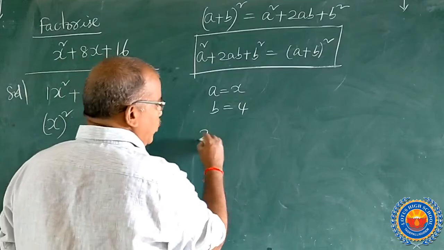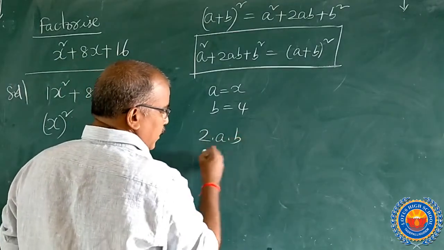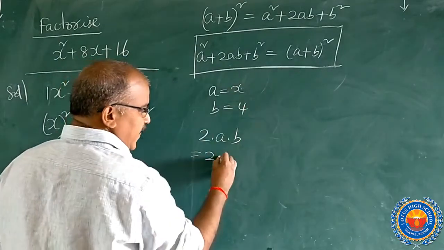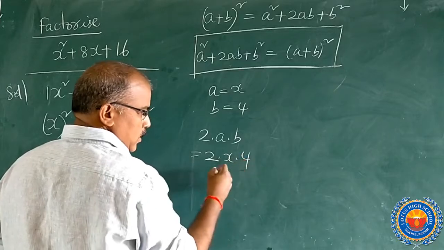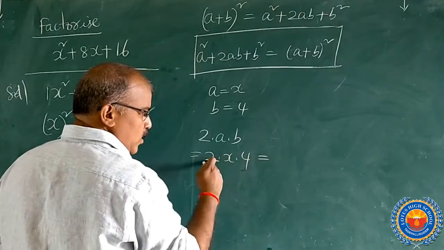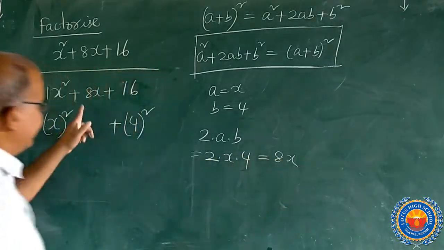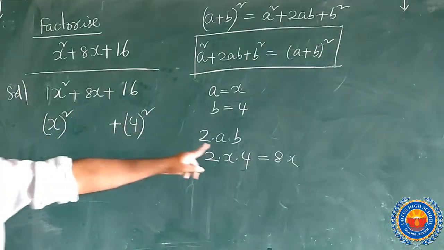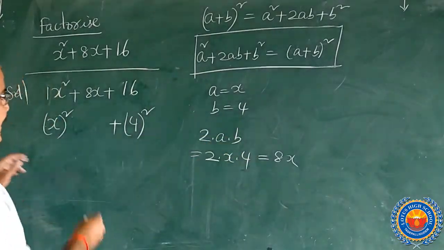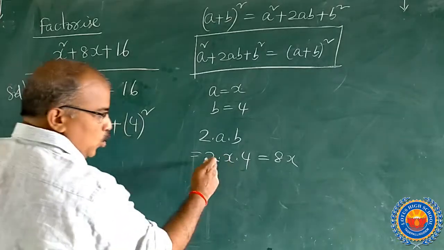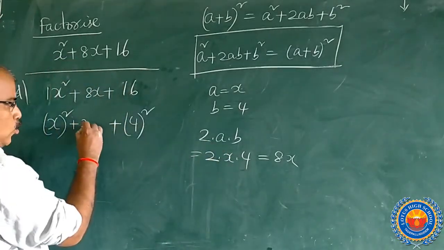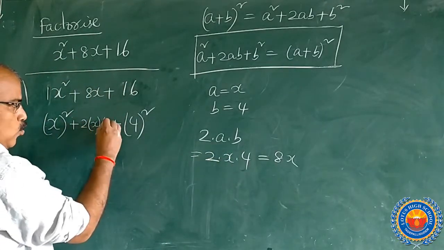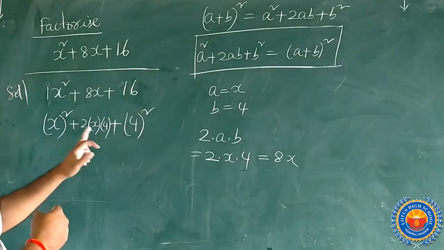The middle term should be 2AB. 2AB: 2 into A for x, B for 4. So if you multiply, 2 fours are 8x. Here I have 8x, and I got 8x also. That's why this 8x I can write as 2 into x into 4.